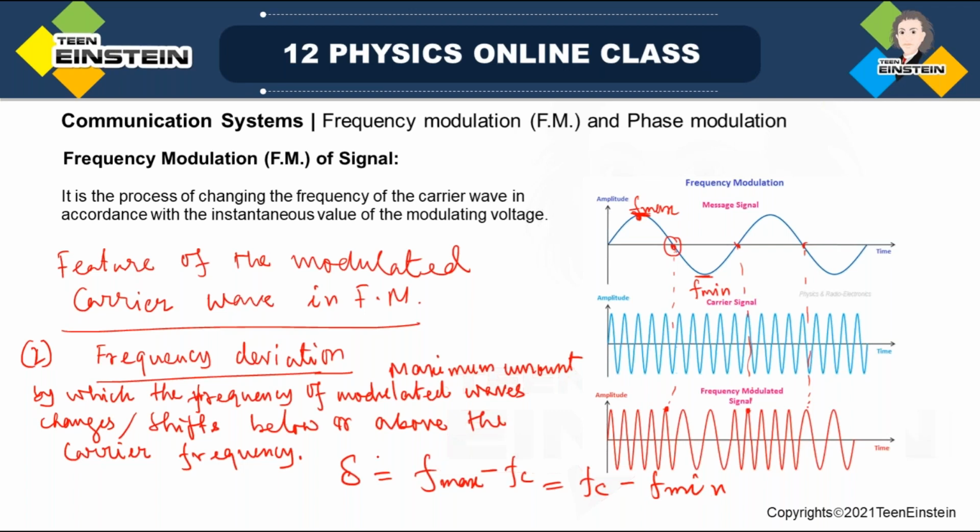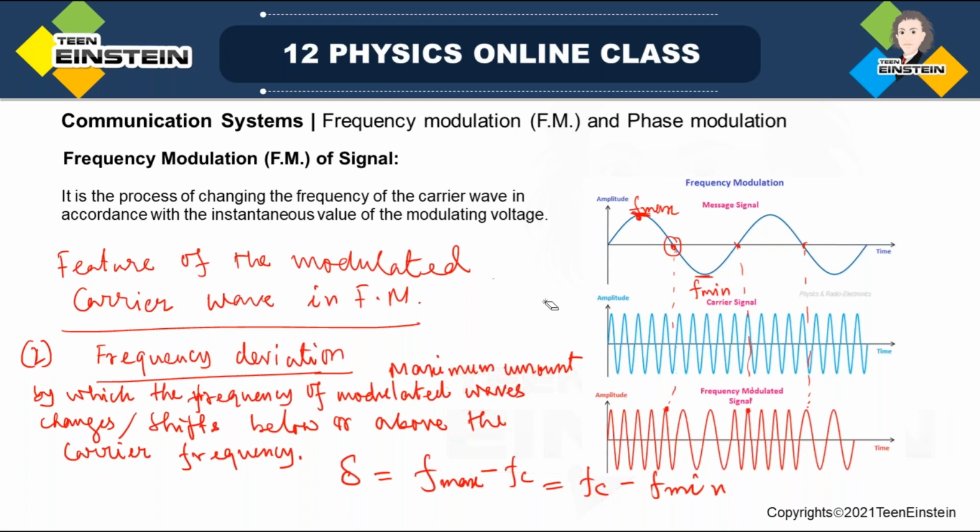Delta happens on both sides. If I draw a spectrum of that, you'll have values like this on both sides. We'll see it in the frequency modulated spectrum.